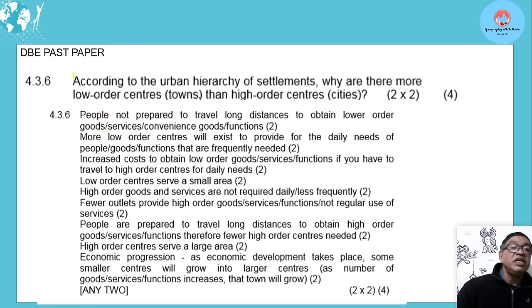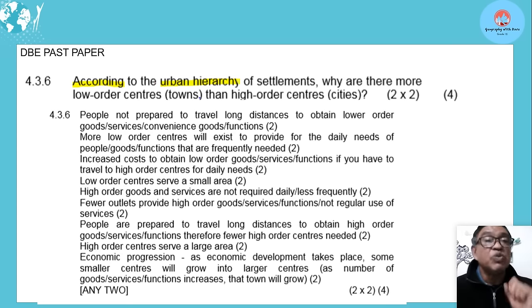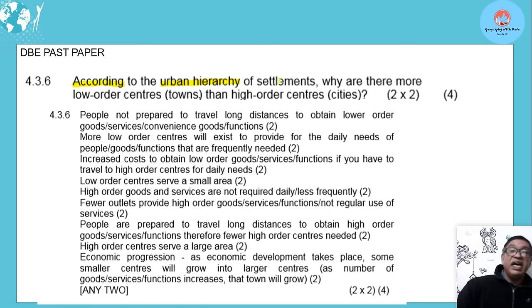Then your last one, according to the urban hierarchy. Now, there's another action word, urban hierarchy. Remember, the higher you go, the smaller the number, the more specialized. So the town will be lower in the hierarchy. Cities will be higher. Why are there more low-order centers like towns than high-order centers like cities? Can you see how you have to apply it? Right. And then I'm going to go through a few answers here.